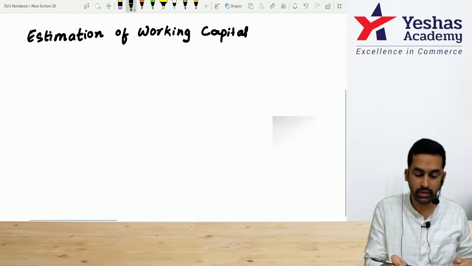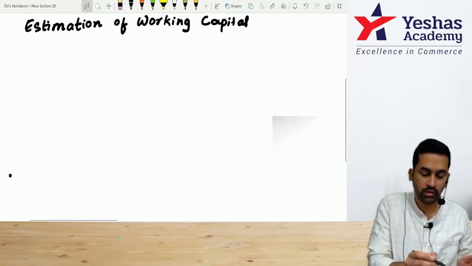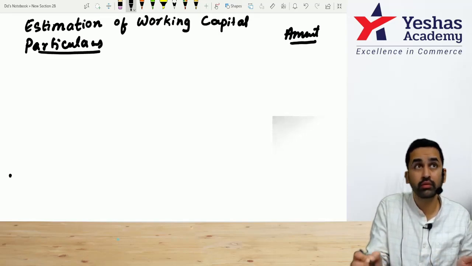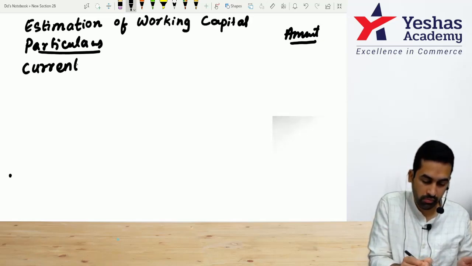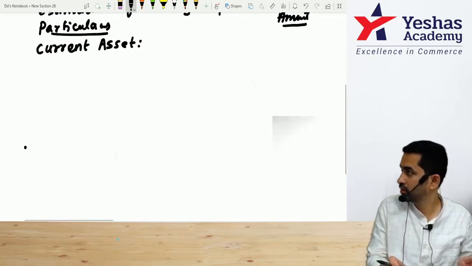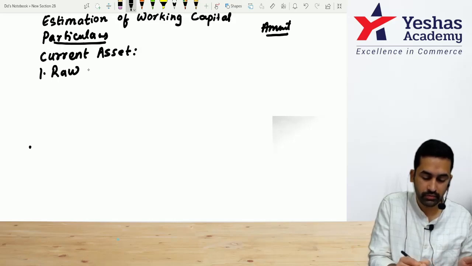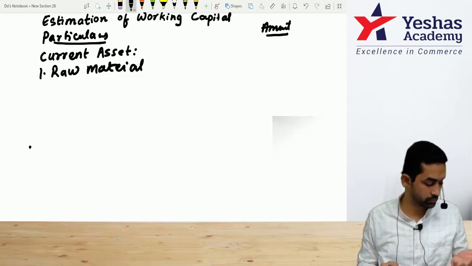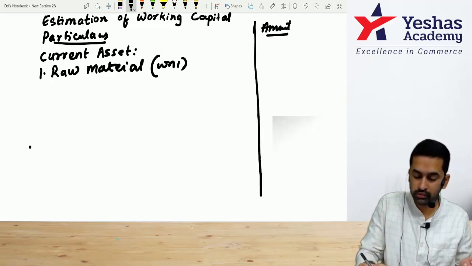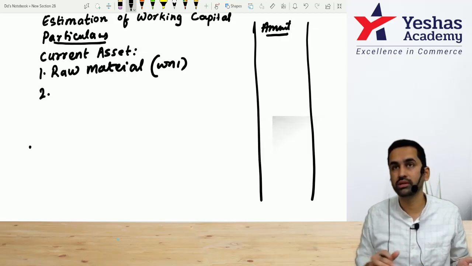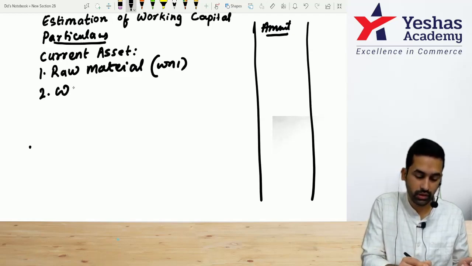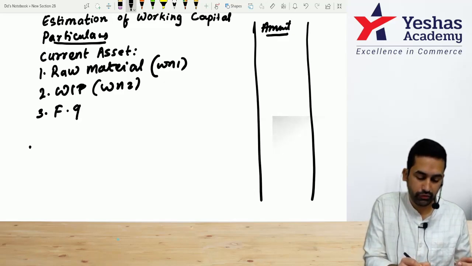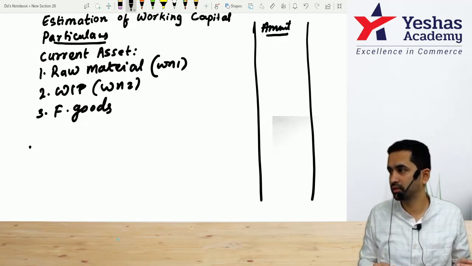Right now, heading estimation of working capital. Make two columns, particulars and amount. First, current asset. In that, raw material. Working note 1. Tell me, what is the second item after this? Do we have WIP information? Yes, work in progress. It will be working note 2. Finished goods, you don't need working note, you just leave one line here itself.